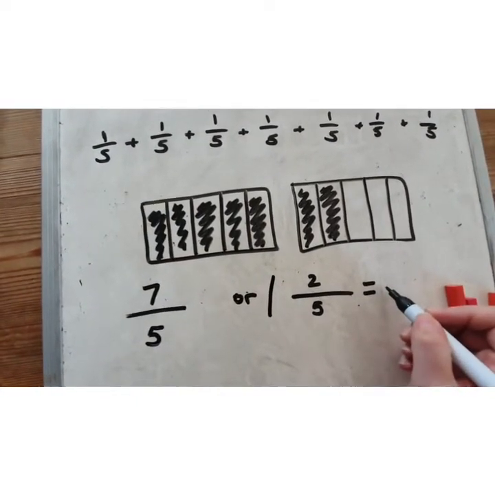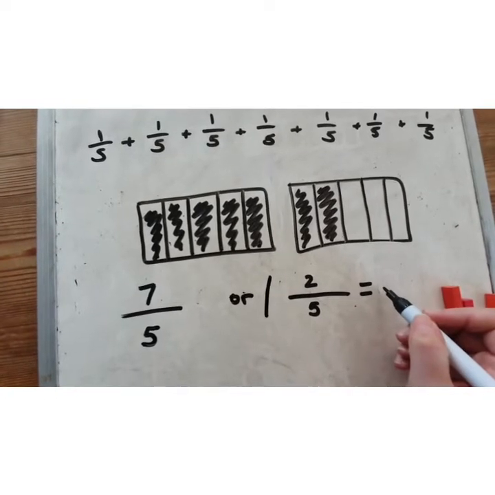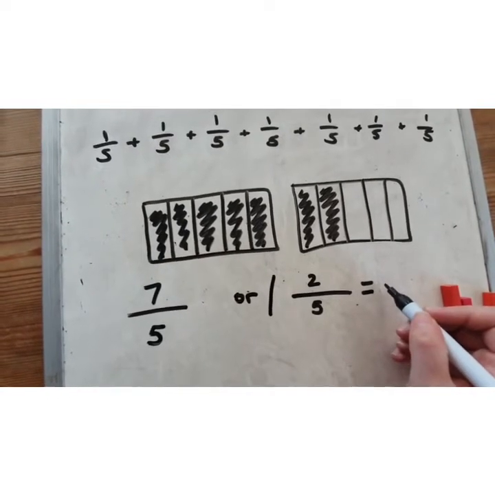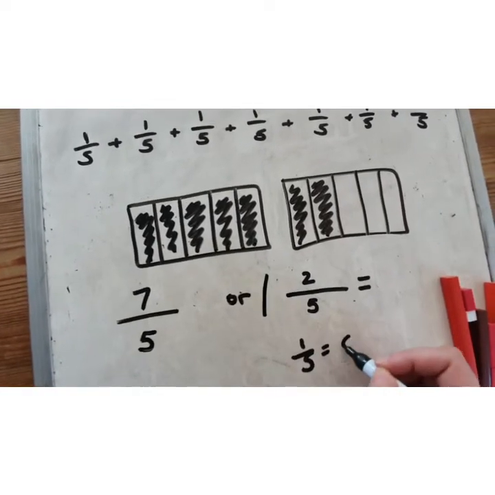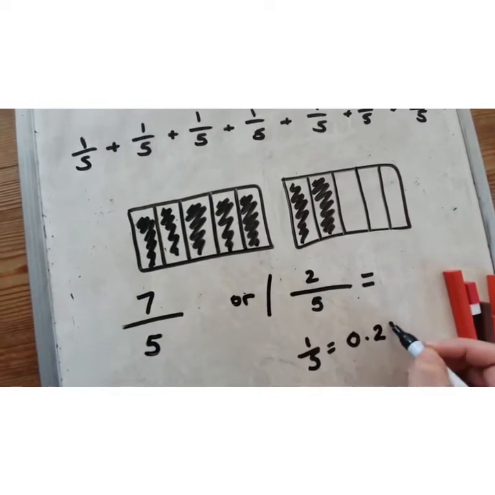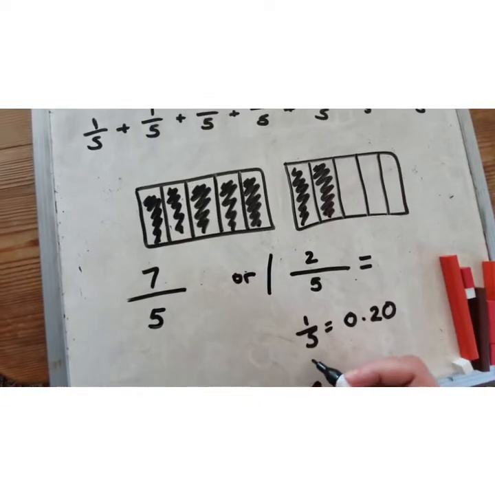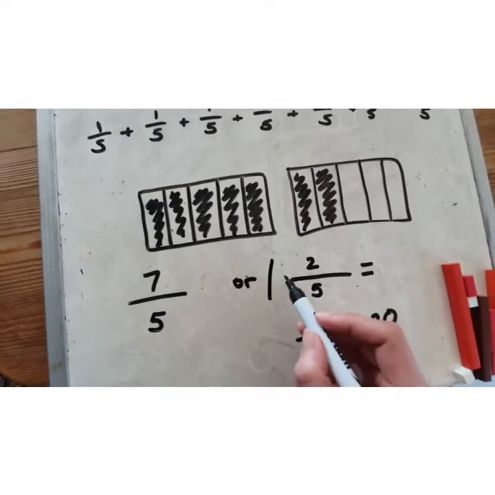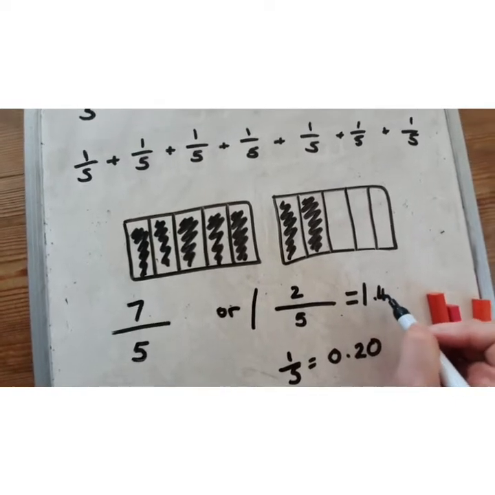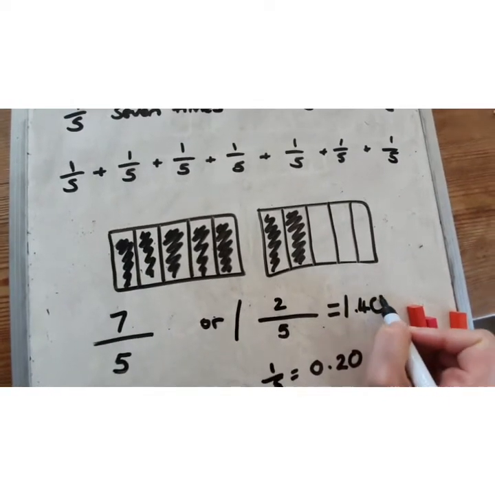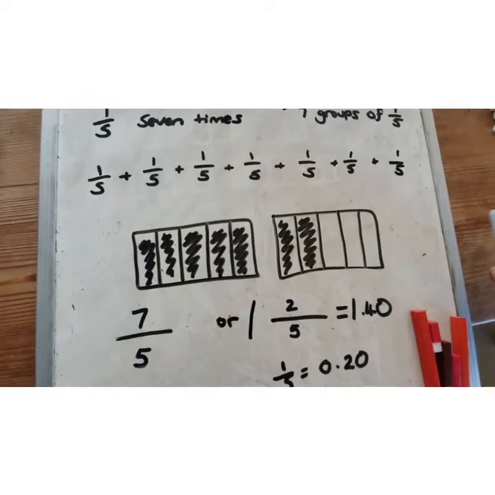And fifths, how many 5s go into 100? The answer is 20. So 1/5 is 0.20. So 2/5 would be 0.40, and we've got 1 whole. So as a decimal today, it would be 1.4 or 1.40. So a little challenge for some of you today.